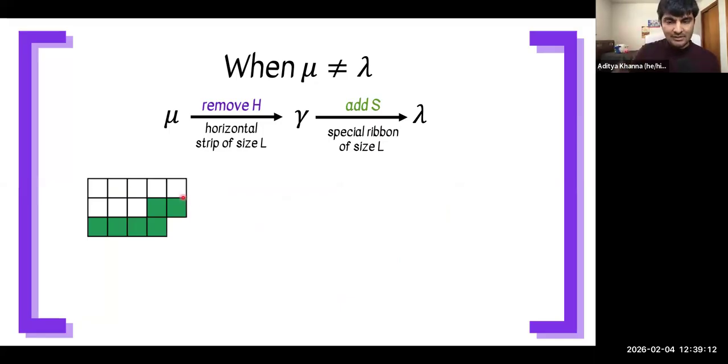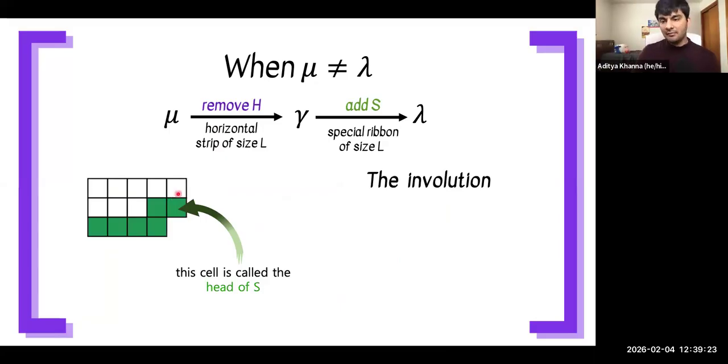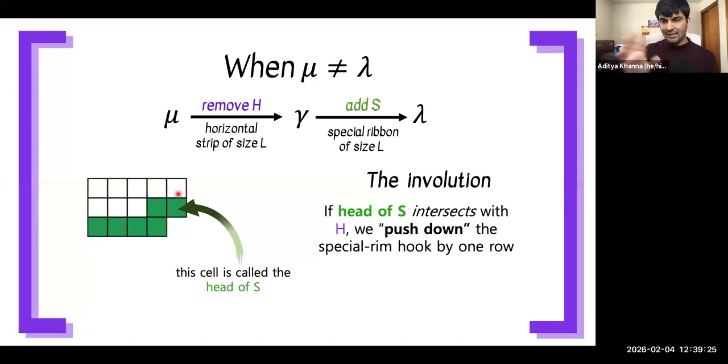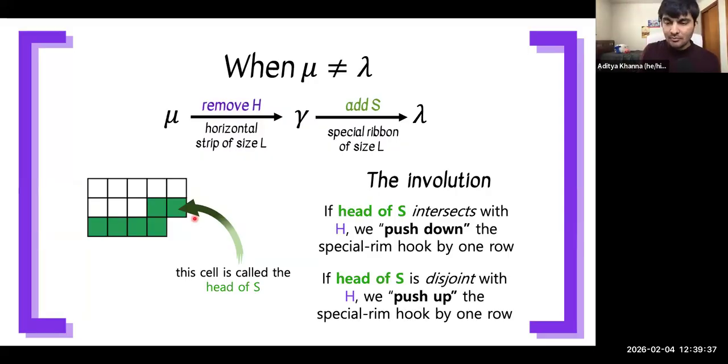Before that, we need a little bit of background. I have this special ribbon. I will call this the head, which is the top right cell. And we will describe an involution, which basically says this. I'll show examples. So the head of S, if it intersects with my horizontal strip, I push the special rim hook down. If it doesn't intersect, I push it up.